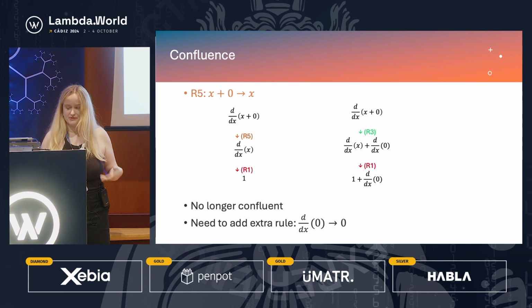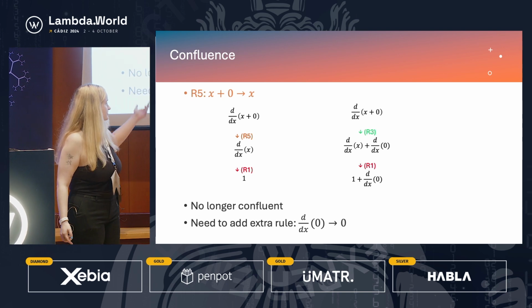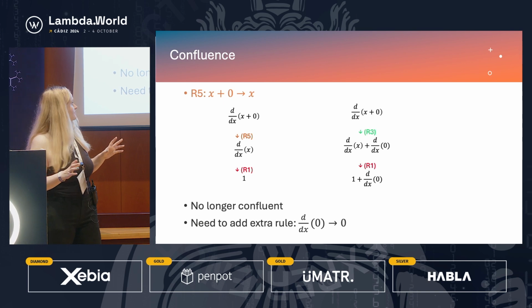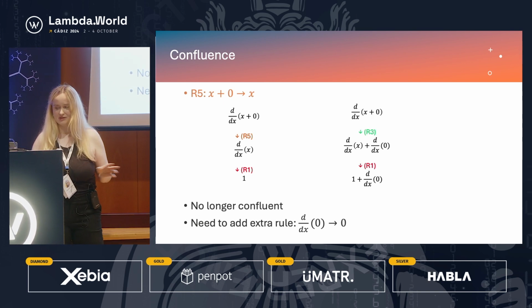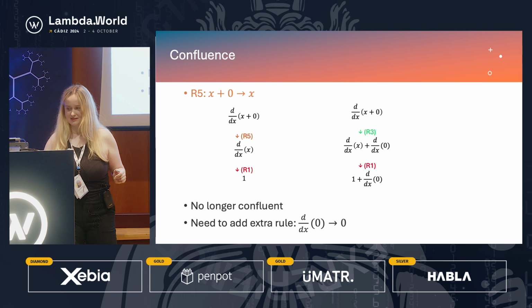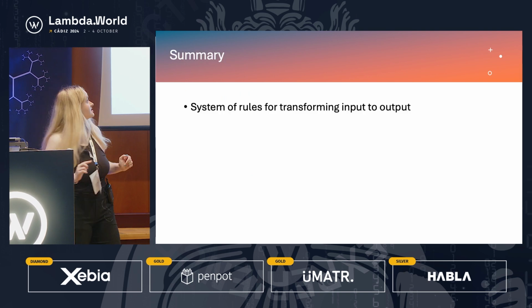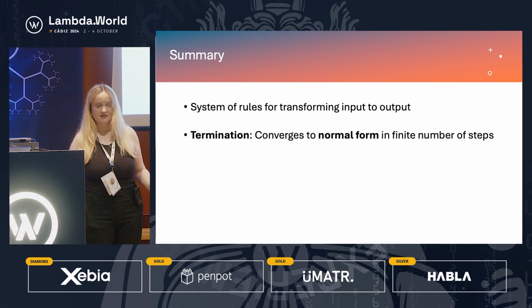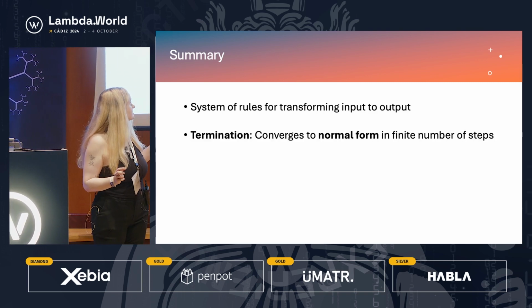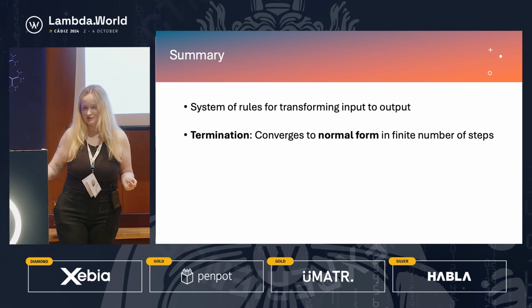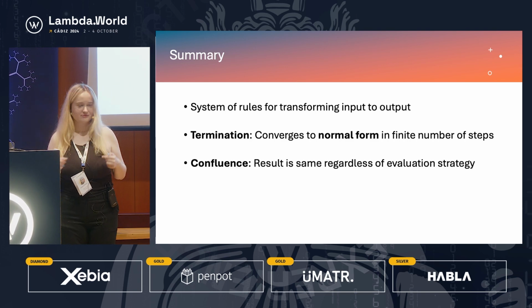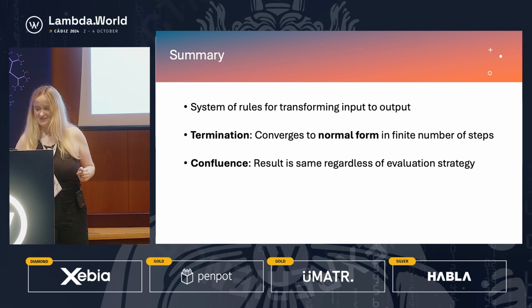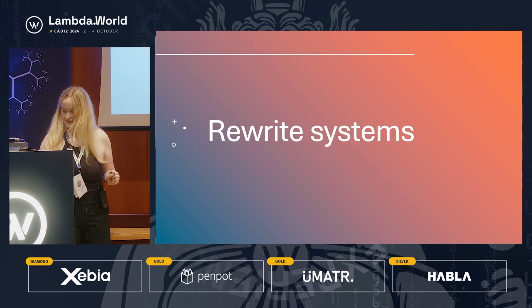And in order to make this confluent, we then need to add an extra rule, which is that the derivative of 0 with respect to x is 0. So basically, we want our rewrite system to be confluent. It generally makes it a lot easier to work with, and we'll see the issues that I had with that later. So essentially, a rewrite system is a set of rules for transforming input into output. And there are two core concepts which are quite important. One is whether or not it converges to a normal form in a finite number of steps. And the second one is whether the result is the same regardless of evaluation strategy.